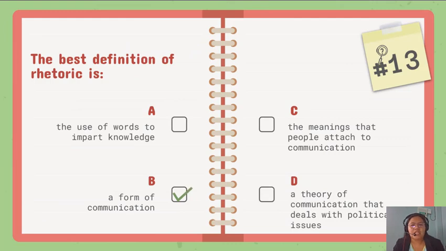Number 13. The best definition of rhetoric is A. The use of words to impart knowledge. B. A form of communication. C. The meanings that people attach to communication. Or D. A theory of communication that deals with political issues. The correct answer is B. Rhetoric is defined as a form of communication that influences our thoughts and actions.